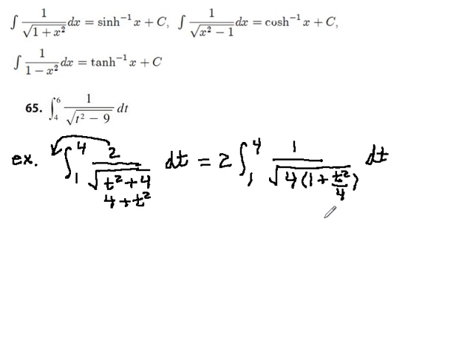Okay, so now I can break a square root apart here. If it's a product or quotient, you can break it apart. So this will be 2 times the integral from 1 to 4. I get 1 on top, and on the bottom we've got square root of 4, and then square root of 1 plus t squared over 4.